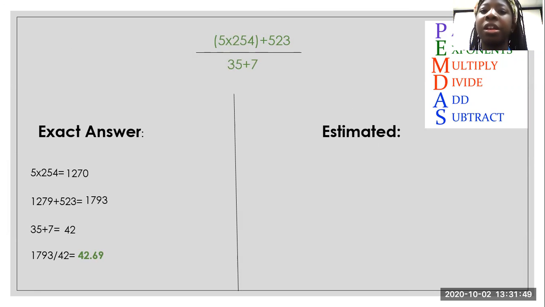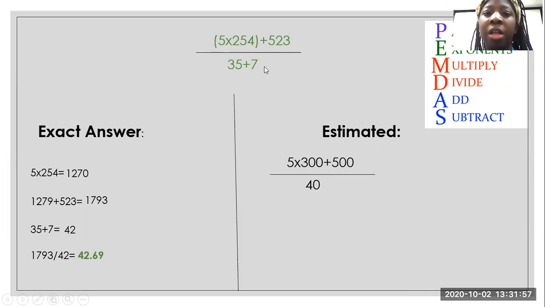Now our estimated one. So we have a 5. So we're going to leave it as 5, and then we're going to round the 5 up right here to 300. So it'll be 300. And then we have a 2 in the 10th place, so we'll round that down to a regular 500. And then this is 42, so we can just go ahead and round that down to 40.